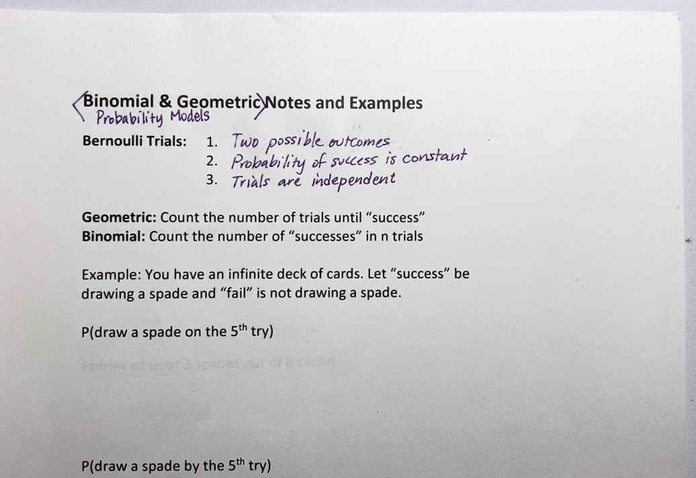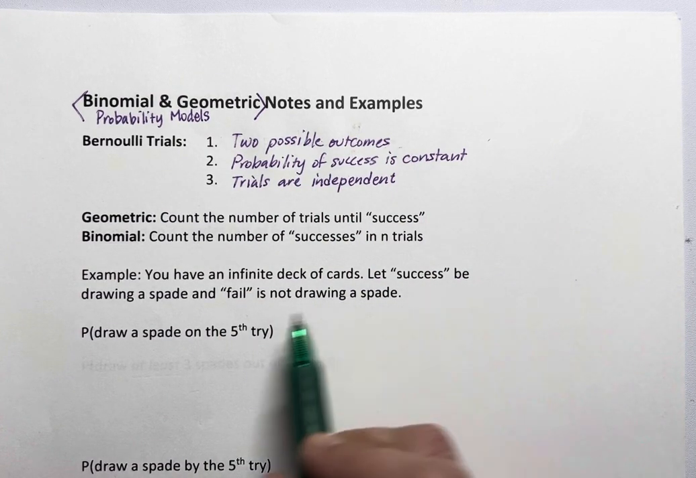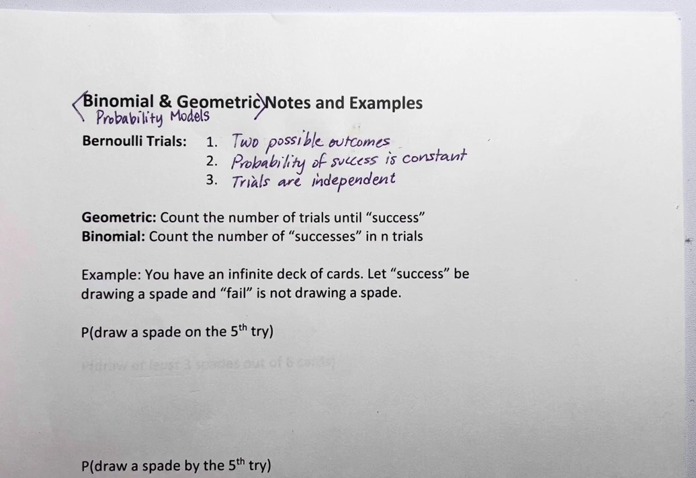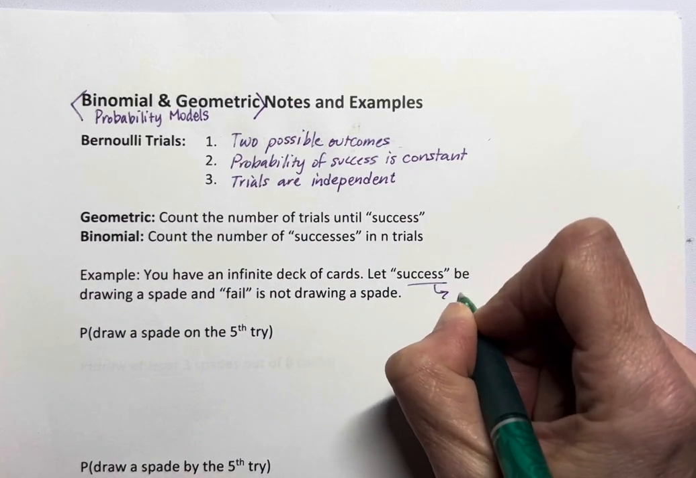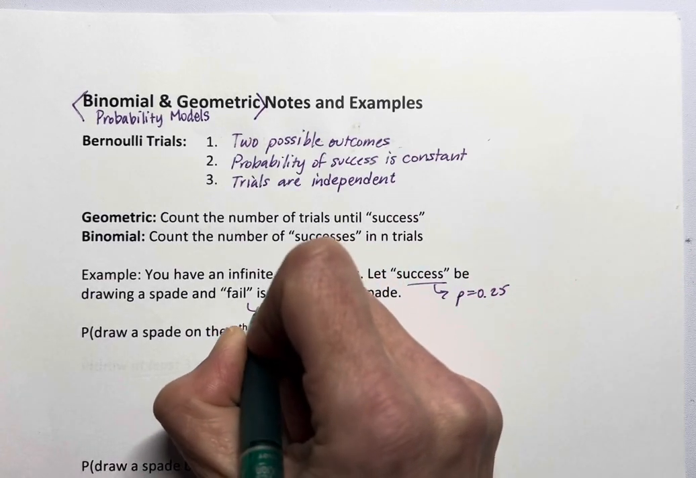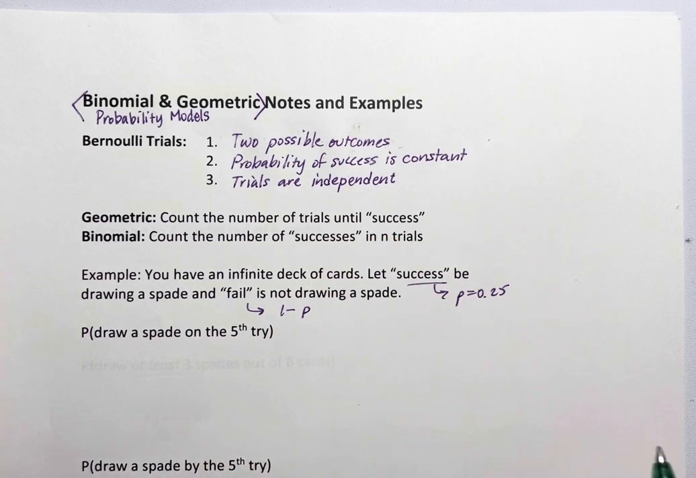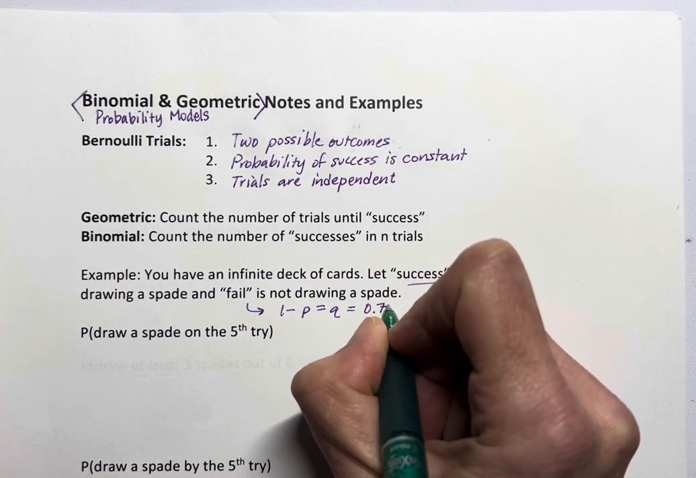So with our infinite deck of cards, that way we can have that constant success thing. Success is going to be drawing a spade, fail is not drawing a spade, so that means our probability of success is 0.25, and then our fail, that's just 1 minus our probability of success. Our textbook calls it Q, but 0.75.